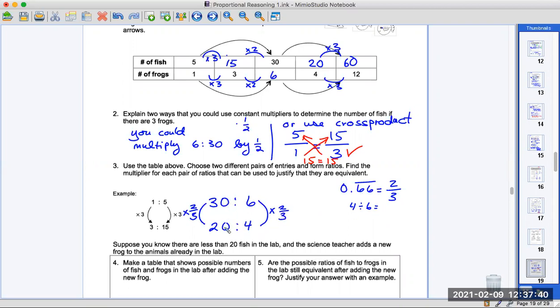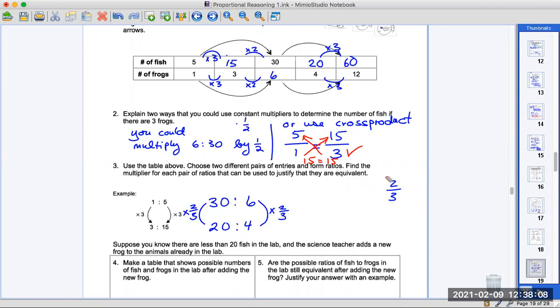So listen, when the number gets smaller, you're multiplying by a fraction less than 1. If the number gets bigger, the multiplier is bigger than 1. Are you following? Kind of? Okay, one more. Let's try one more. This was a good one because it made us think, what's that multiplier?